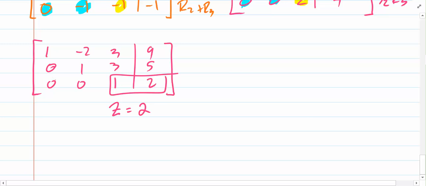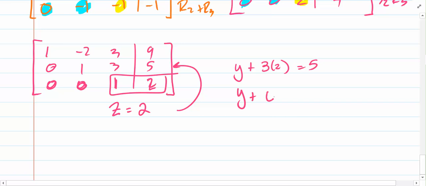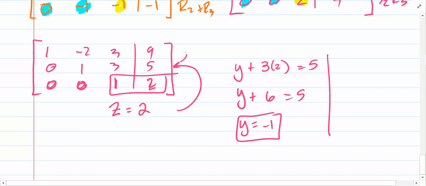That means 0 x's plus 0 y's plus 1 z is a value of 2. So z is 2. Therefore, we're going to go back and substitute and say y plus 3 times 2 is equal to 5. So y plus 6 is 5. So that means y is going to be what, guys? Negative 1.